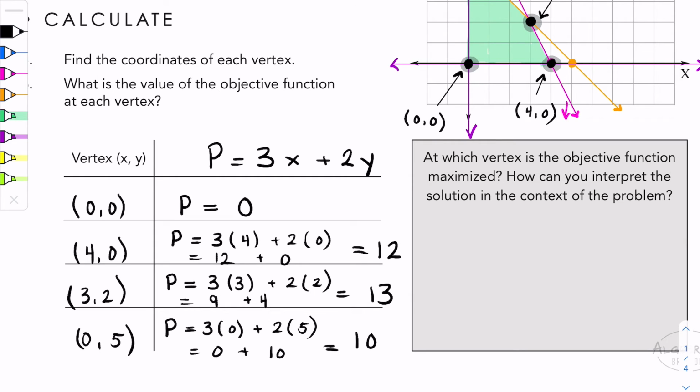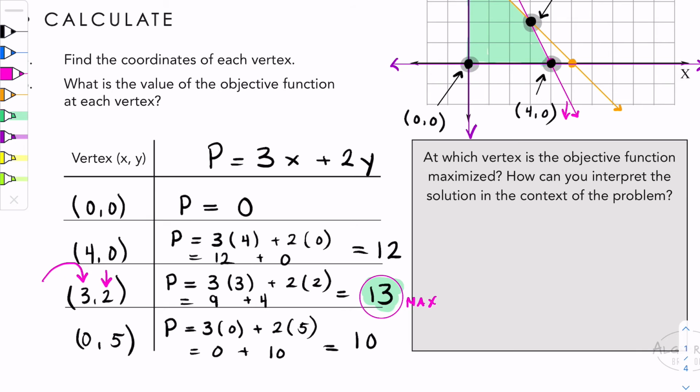So we're looking for the baker to make maximum profit. We don't care about the minimum profit. Our maximum profit is $13. So the way we read this is $13 for the max profit. It happens at an x value of 3, which represents trays of corn muffins, and a y value of 2, which represents trays of bran muffins.